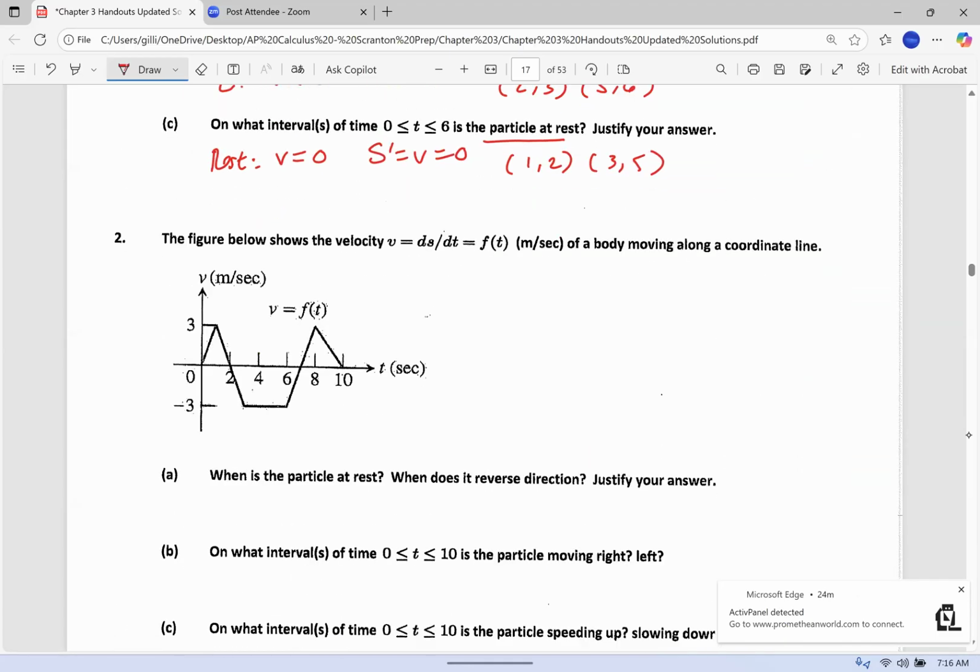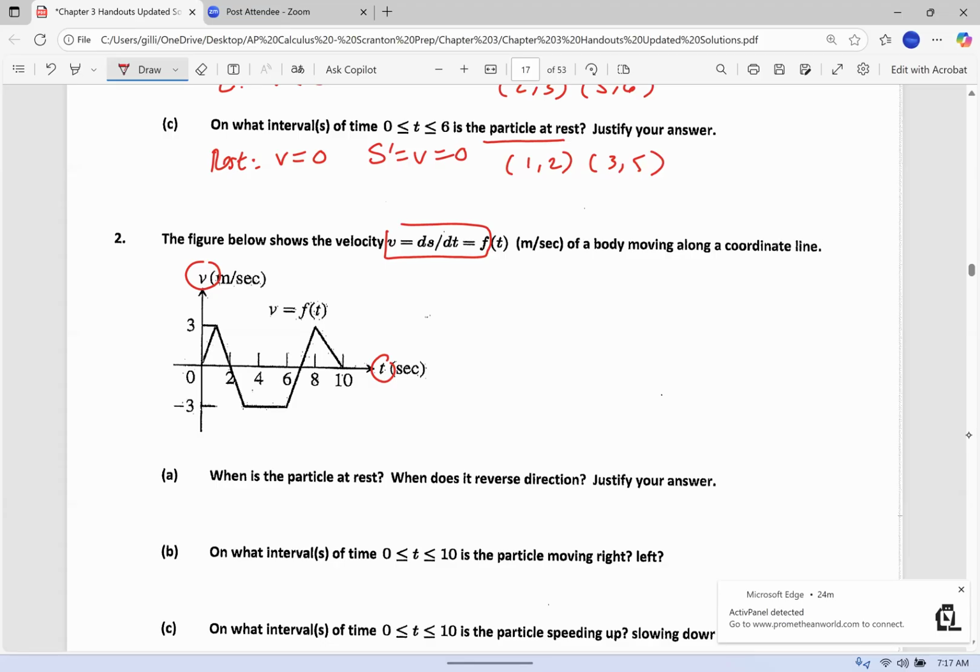The next one. What's different here is we're given v. So again, it's a graphical representation of particle motion, but this time it's time versus velocity. And remember, velocity is directional. So when velocity is 0, the particle is not moving. When the velocity is positive, the particle is moving right or moving up. And when the velocity is negative, the particle is moving left or moving down.